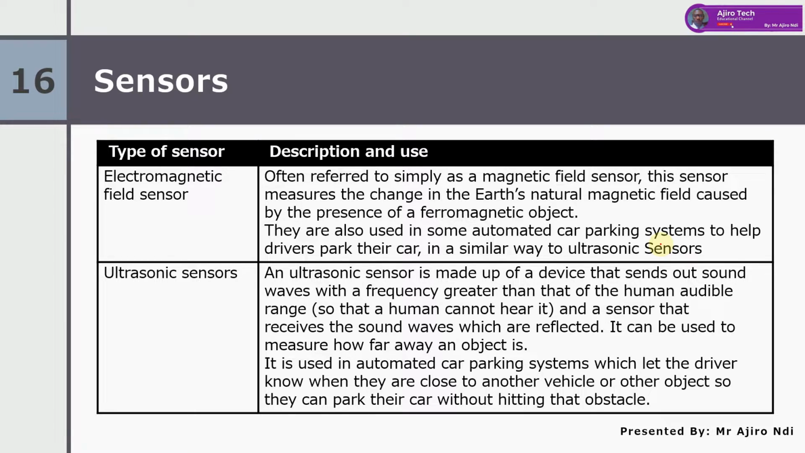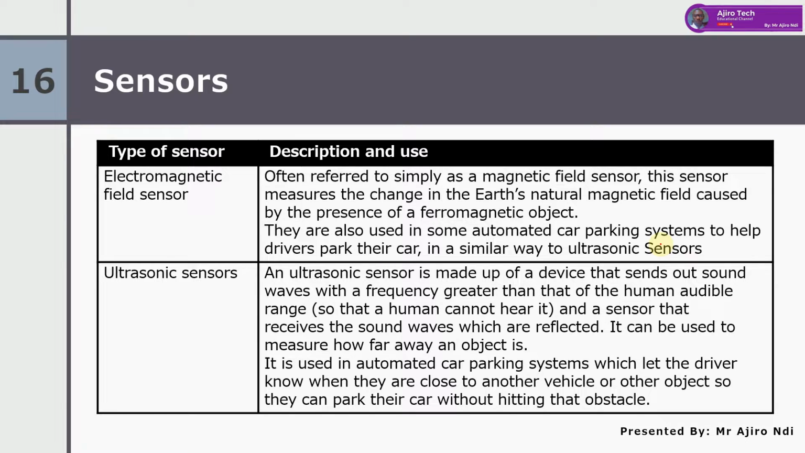But a magnetic field sensor can also be used to detect the number of spaces available. Here on your screen you can see that they're also using automated car parking systems to help drivers park their car, and also in similar ways to the ultrasonic sensor.